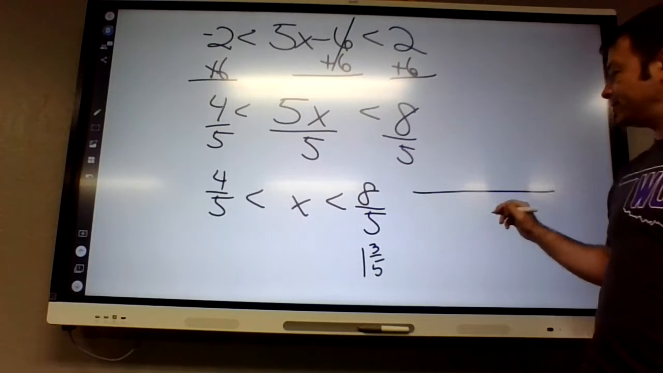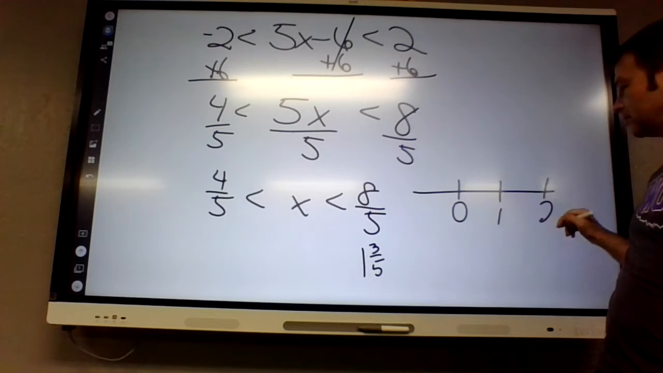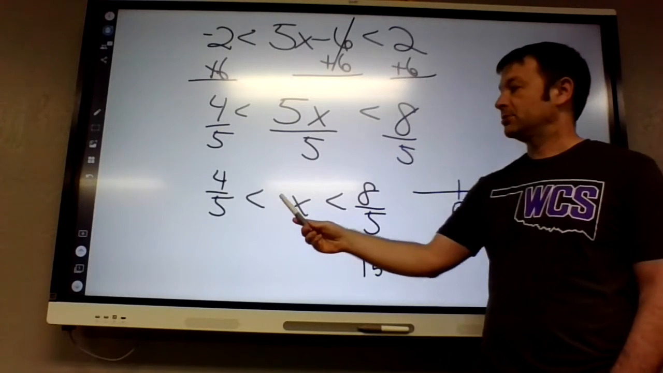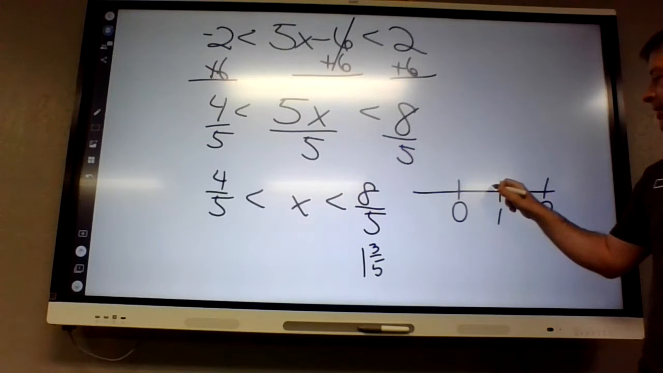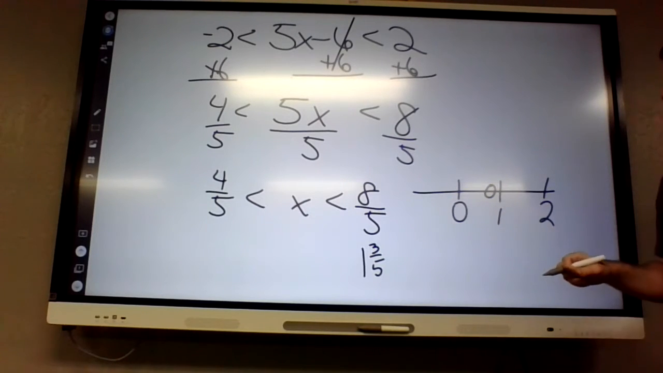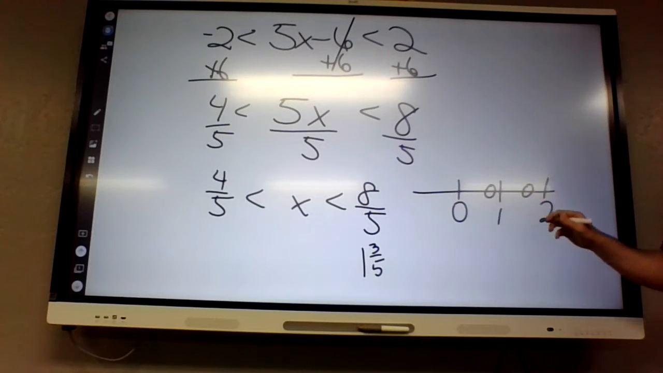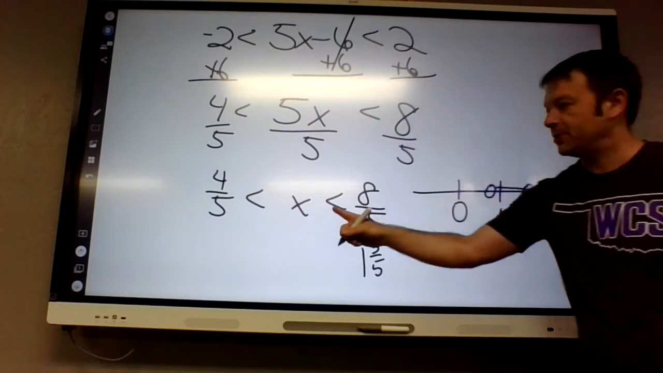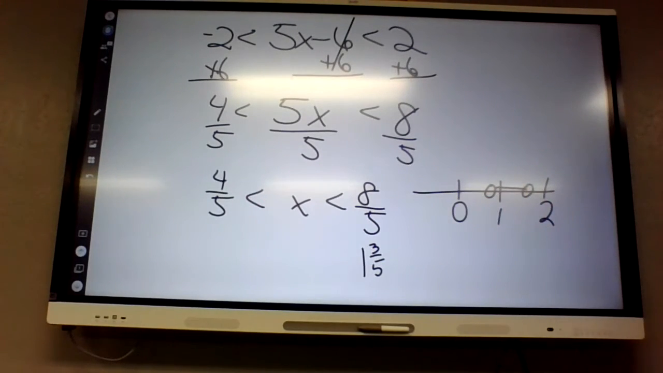So when we go to graph it, this should work. Should these be open or closed circles? Open. So 4/5 is about right there. 4/5 is the way to 1. 8/5 is 1 3/5, so that's about right there. And x is all the numbers between those two. That's why it's in the middle here. So you just connect the circles.